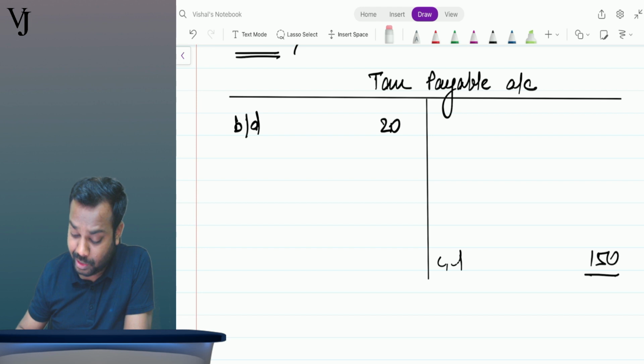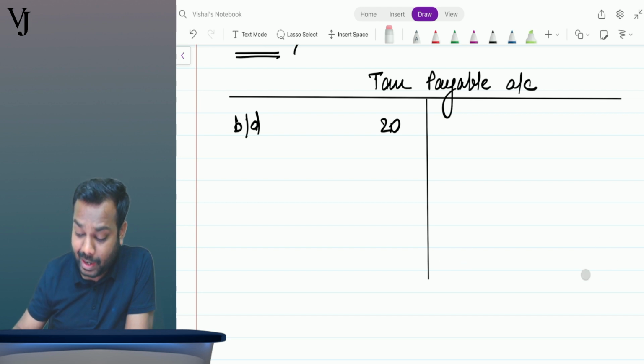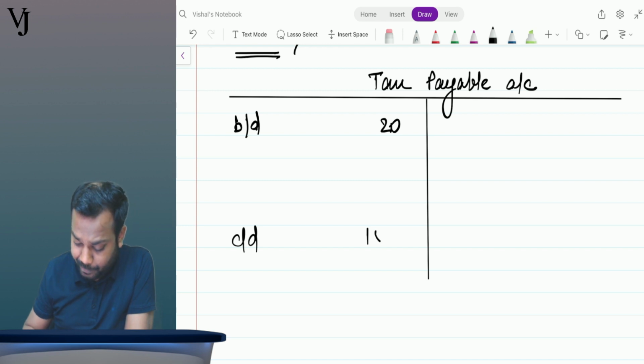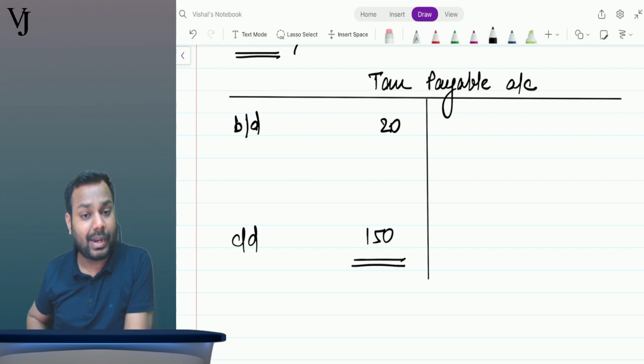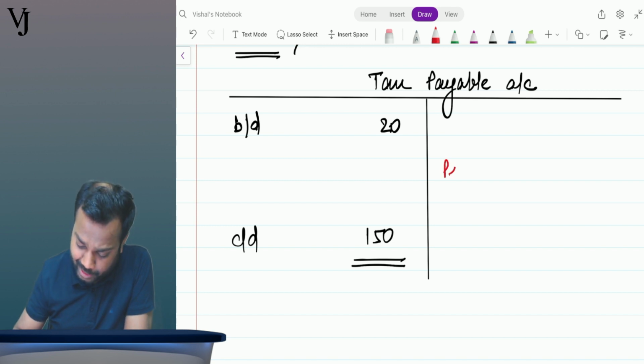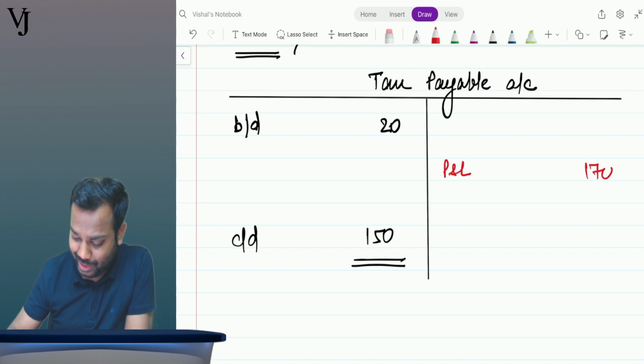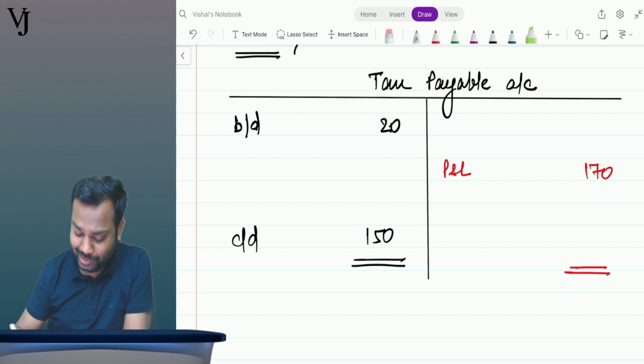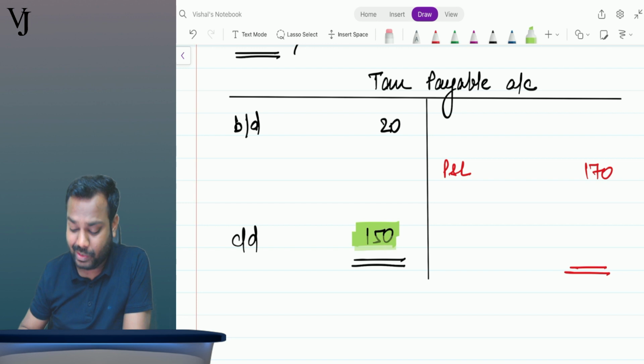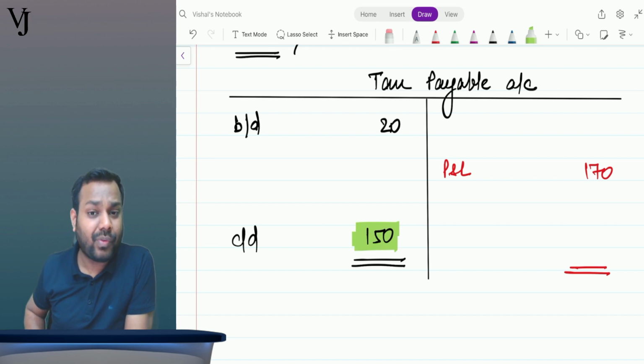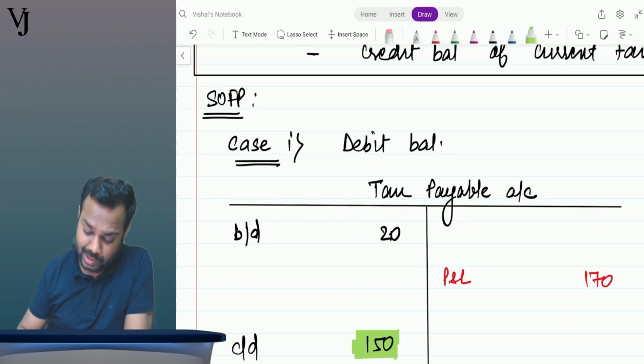Sorry, tax payable for the current year is a liability. Liability will have a credit balance, right? So I will write it on this side, 150. Tell me yes or no. Now tell me what is the amount transferred to P&L. It is 170. This account gets closed. Now, what is the amount we record in the balance sheet or statement of financial position? 150 is the amount recorded in the statement of financial position. Now, this is the case of debit balance.